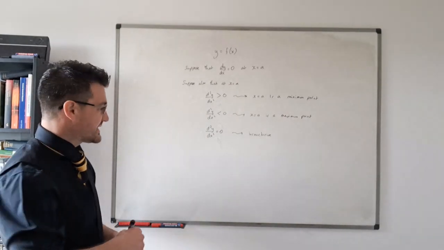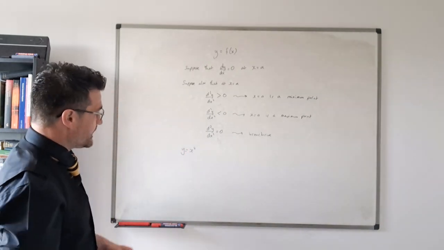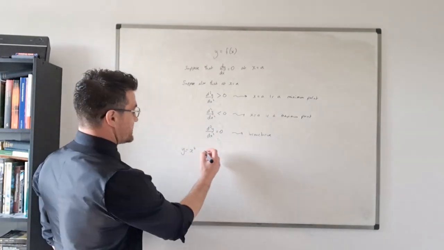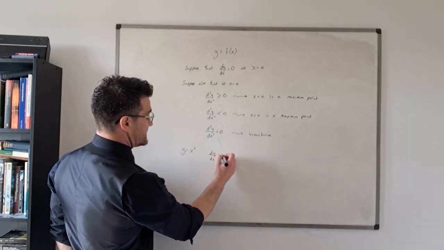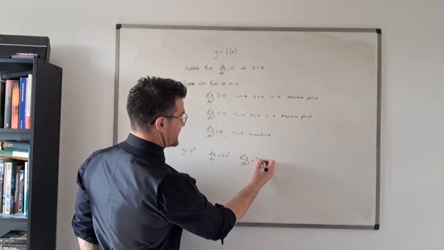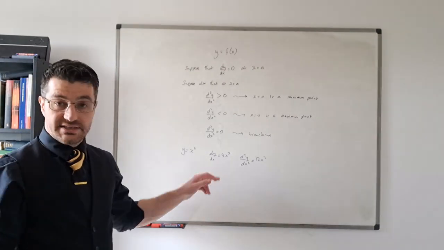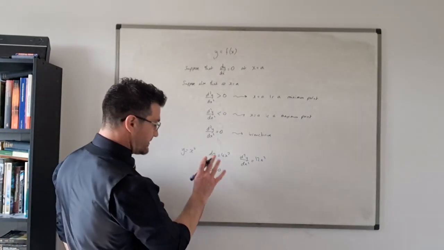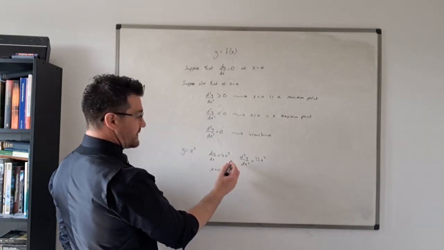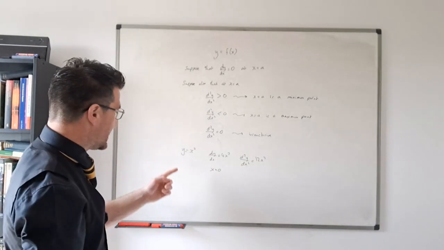We can see this, for example, if we take y equals x to the power of 4. The first derivative, dy by dx, is 4x cubed. The second derivative, d2y by dx squared, is 12x squared. So this has a turning point when x is equal to 0, and the value of the second derivative at x equals 0 is 0. But what type of turning point do we have here?